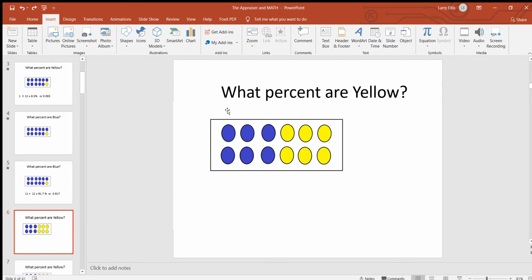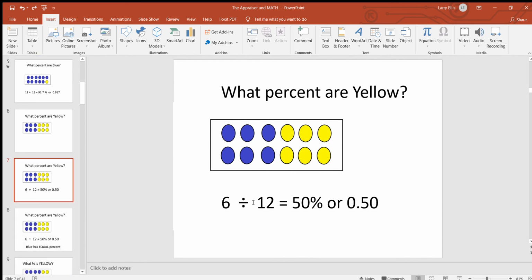And here it asks what percent are yellow. You can see half of them are yellow. Six. I've already answered my question. Half. What is half? Half is 50%. 50% are yellow, 50% are blue. The total of them together is 100%. But if we do the math, we'll go ahead and do the math. 6 divided by 12 equals 50%, or 0.50. And I can say the same thing for the blues. You work it the same way. They would be 6 divided by 12 also for that.